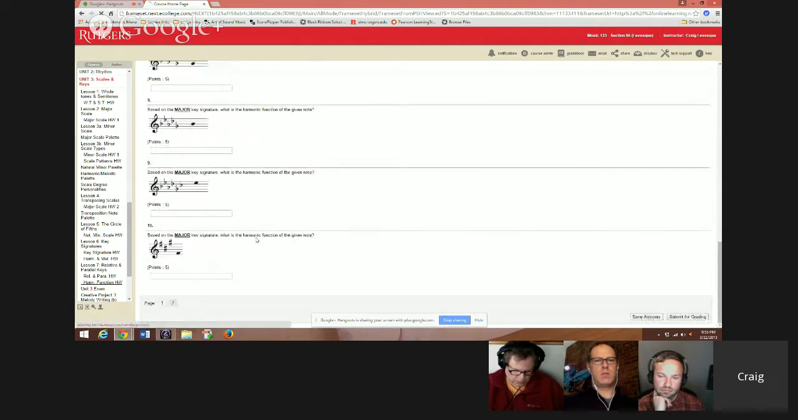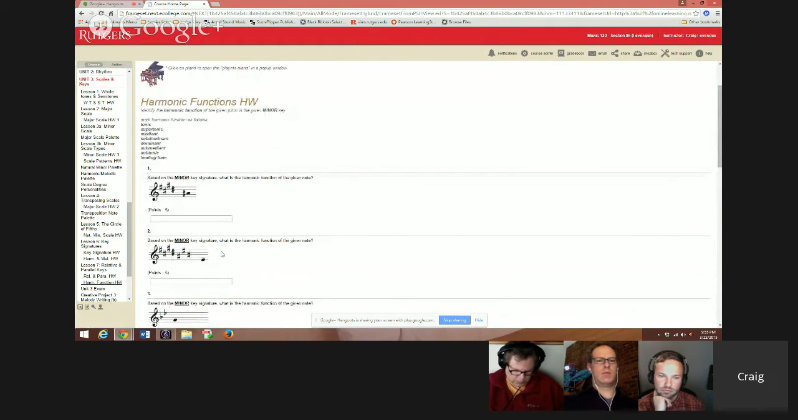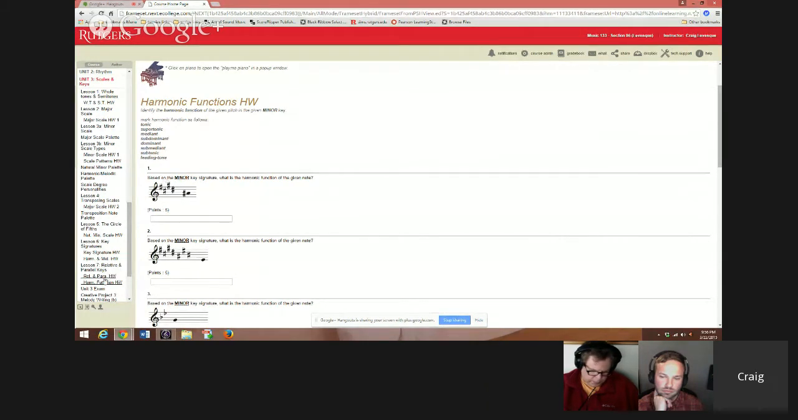I'm guessing page 2 is minor. Let's take a look. Indeed. Okay, so with minor, it's a little bit trickier. Now you can use my trick for finding the key signatures again if you don't already have them memorized, as long as you understand the relationship between the relatives, which of course was the previous homework, relatives and parallel.